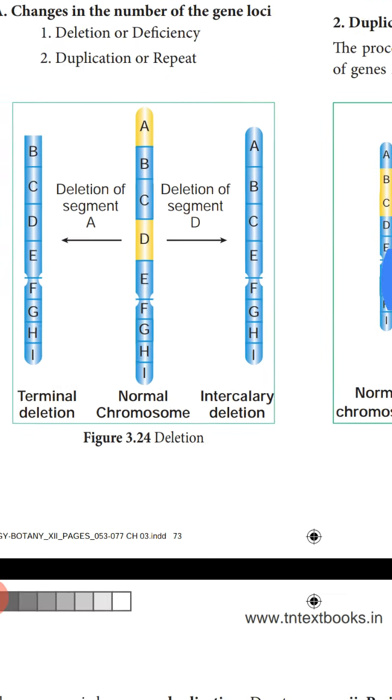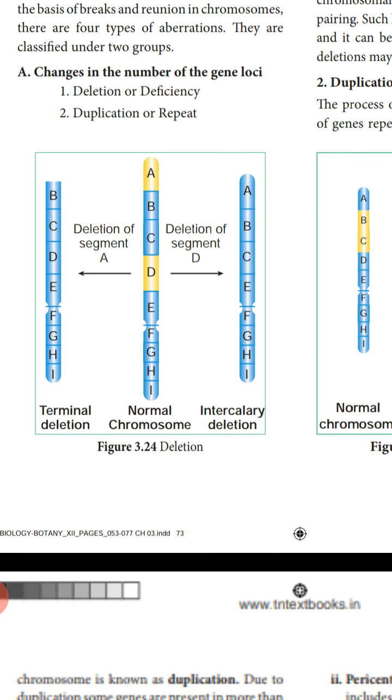Figure 3.24. Here you can see a normal chromosome. In the normal chromosome you can see the series A, B, C, D, E, F, G, H, I. Now in this series of segments of the chromosome, what is happening only at the tip of the chromosome is that only one break is taking place, between the A and B segments. A single break is taking place. As a result, the A segment is lost.